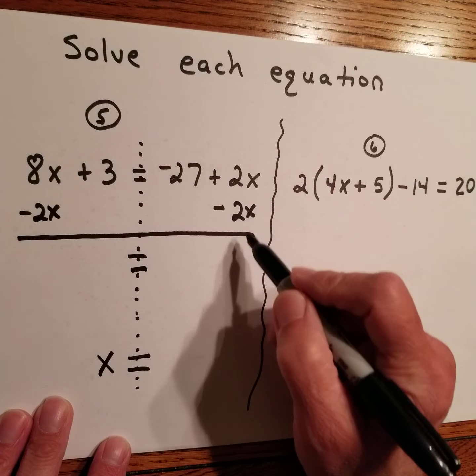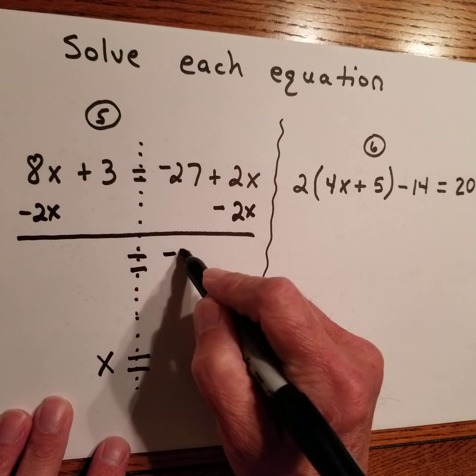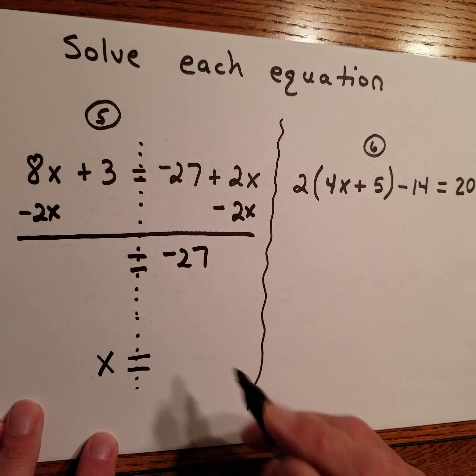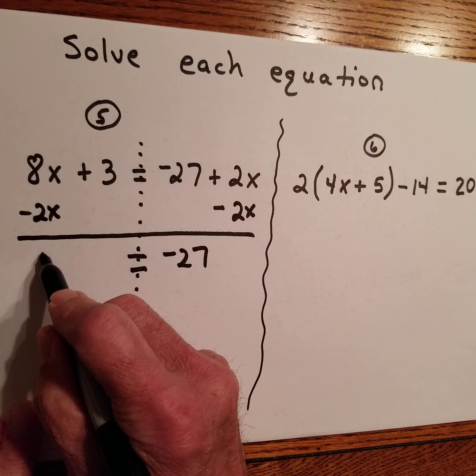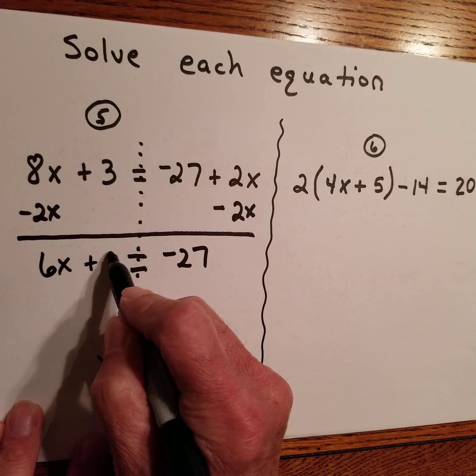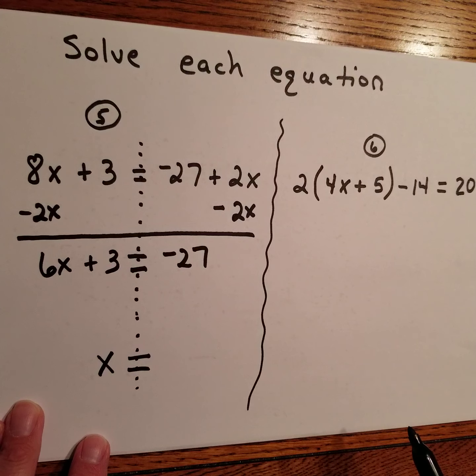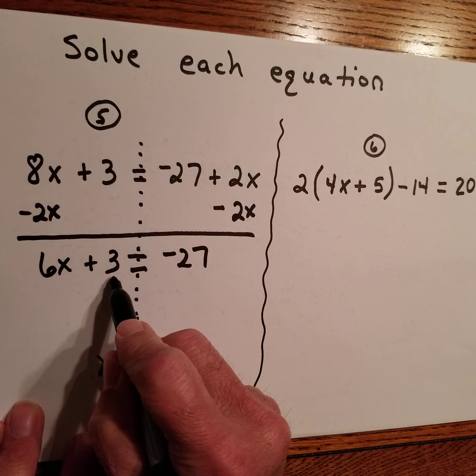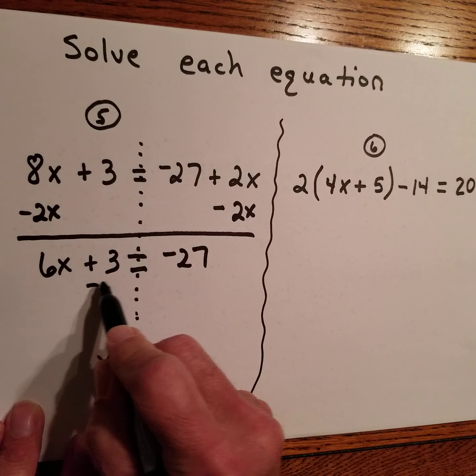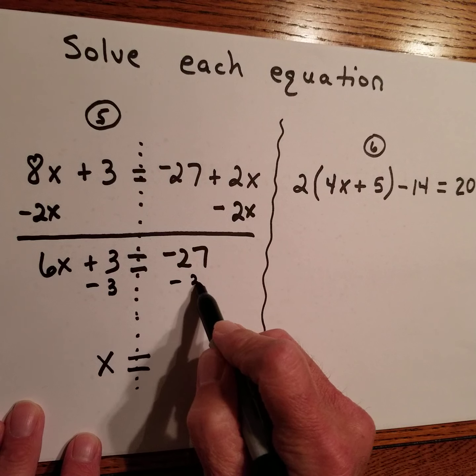Now 2x minus 2x is 0, along with this negative 27. 8x minus 2x is 6x. Copy the plus 3. Next, get rid of the 3. The inverse of addition is subtraction.